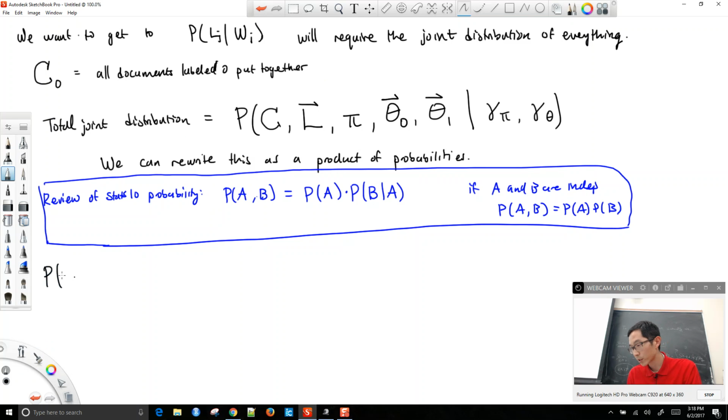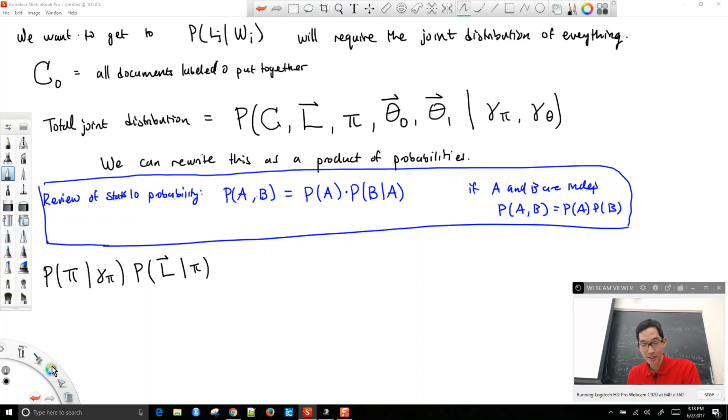We start off with the coin flip parameter, pi. What does pi depend on? It depends on gamma sub pi, and this is going to be a beta distribution. Then, what is the probability of the label? What does the label depend on? The distribution of the label comes from a Bernoulli distribution, and the Bernoulli distribution has parameter p, or in this case pi.